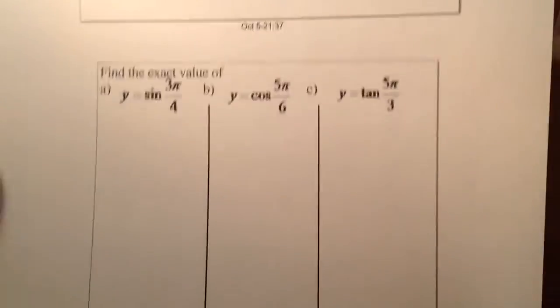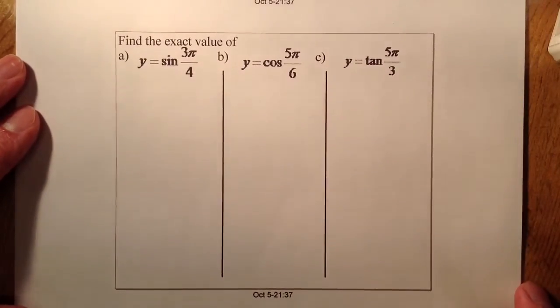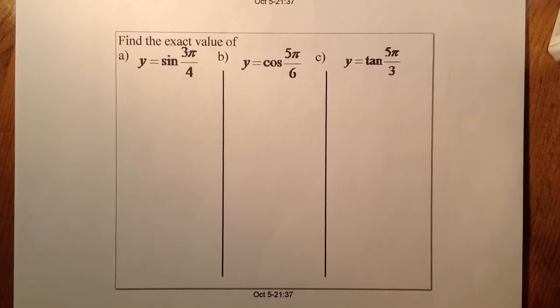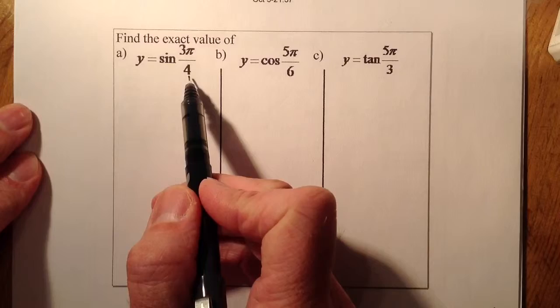Right, let's get started. If you've got a good idea how to do this, I'd freeze the video and work through the example that I have here and just check it with the answer that I get. Right, let's go ahead and find the exact value of sine 3 pi over 4.